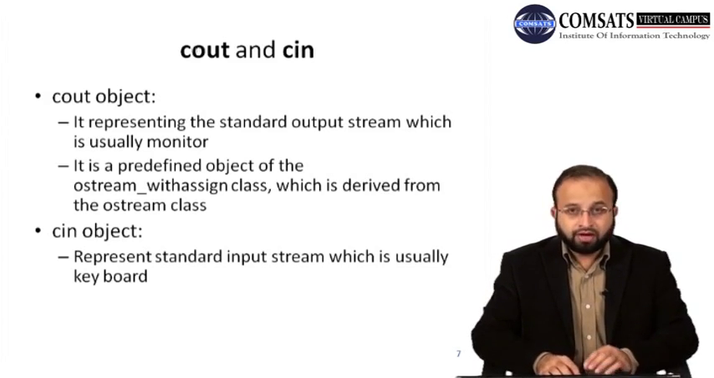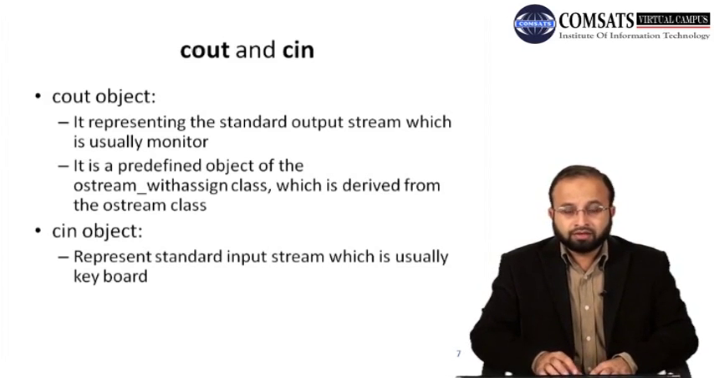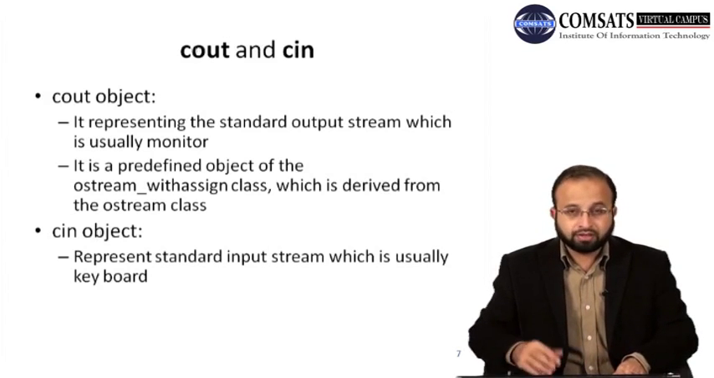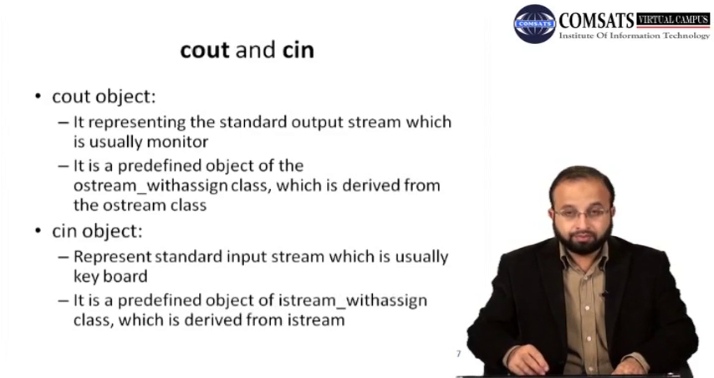The cin object represents the standard input stream, which is usually the keyboard, right? So whenever you write some character on the keyboard, it will be written in some memory location. This means that data is flowing from a device, that is the keyboard, into a computer system, and that's why it is called an input stream, right? You are providing some kind of input to the computer system. So it is a predefined object of the istream class.